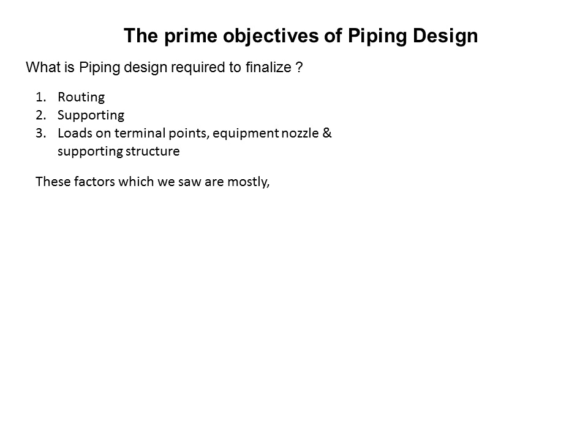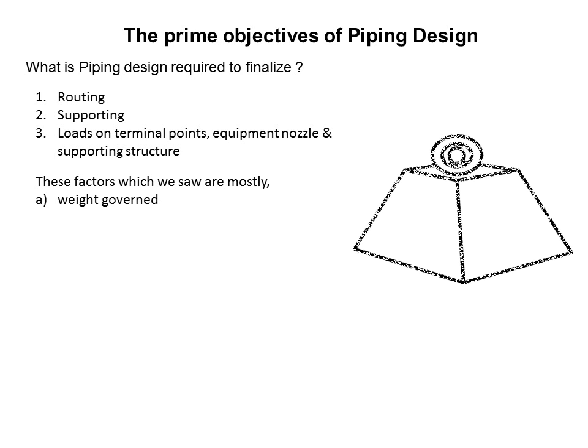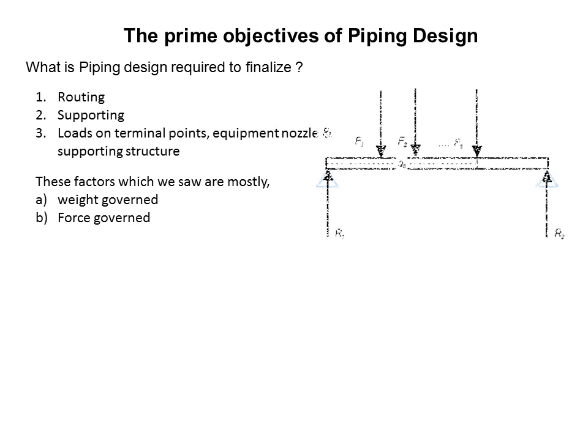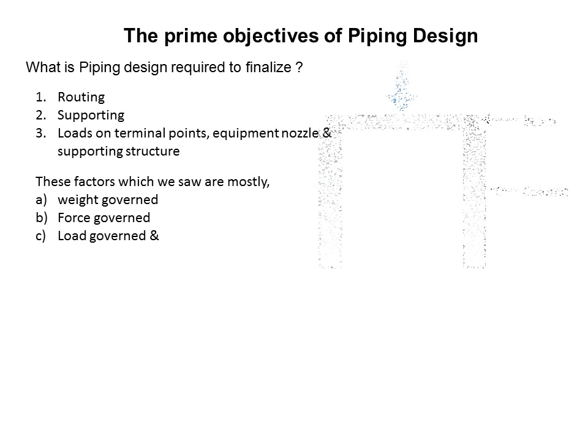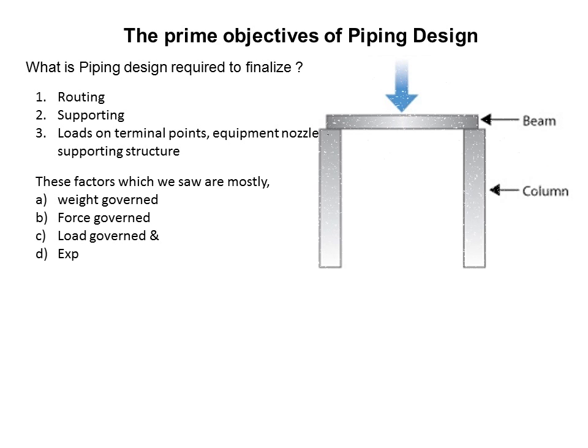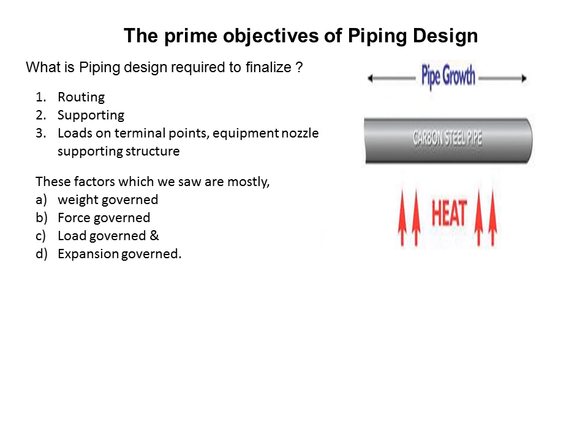These factors which we saw are mostly weight governed, force governed, load governed, and expansion governed. So these are the factors which determine the routing, supporting, and the loads on the terminal points of the equipment nozzles.